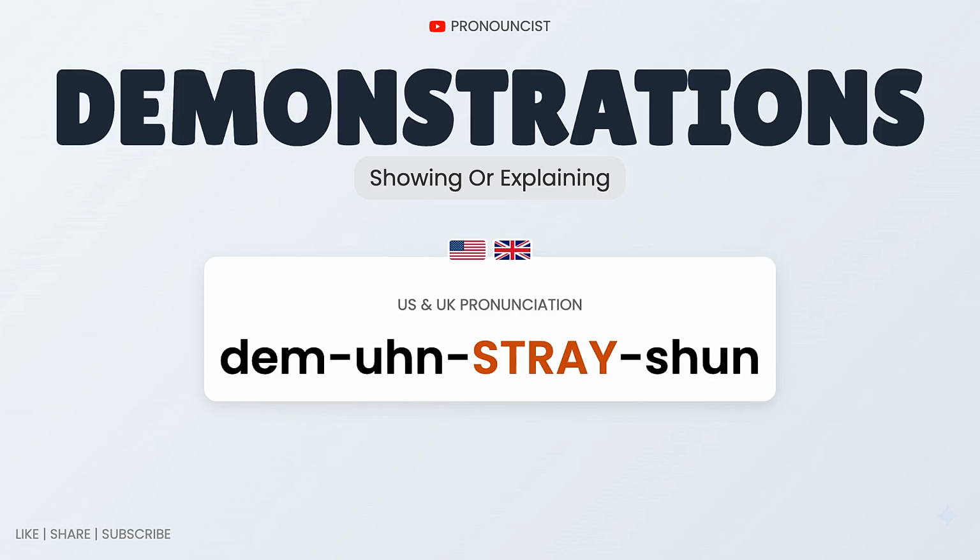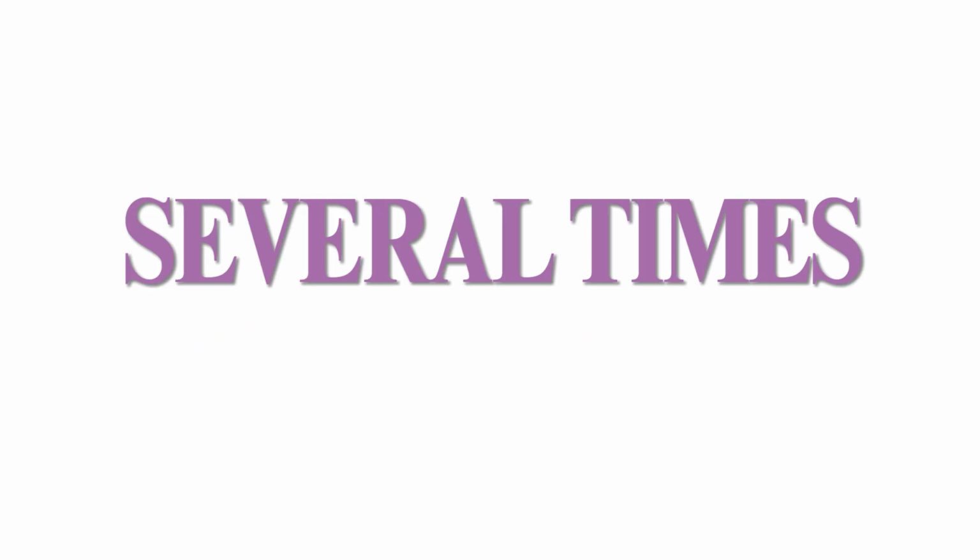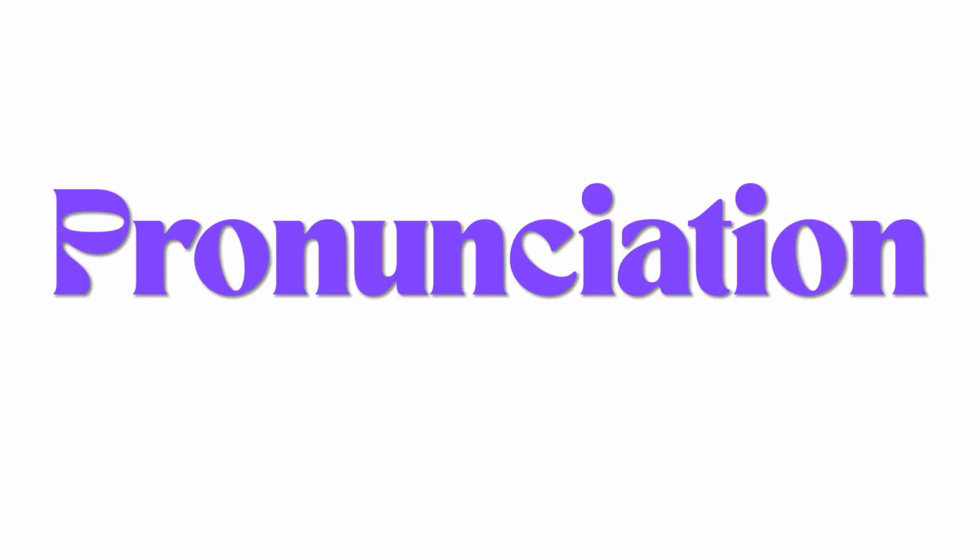Demonstration. Practice repeatedly and you'll soon be able to say this word perfectly. The best way to practice is to repeat the syllable multiple times. The meaning of the word is showing or explaining. Try repeating this word several times to improve your pronunciation.